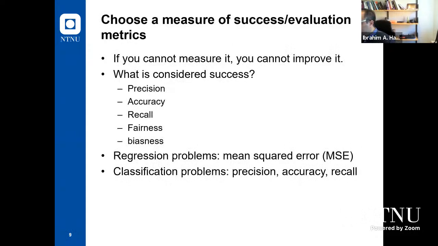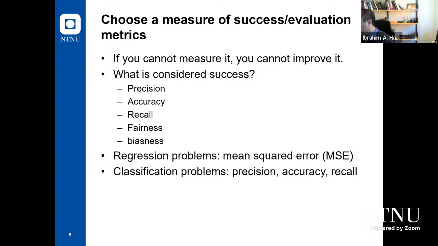To make evaluations, we need to select evaluation metrics or a measure of success. They say that if you cannot measure it, you cannot improve it. So we need to measure accuracy, for example, or any metric, so we can see that we are on track and improving. You can consider, for example, precision, accuracy, recall, fairness, bias. All those could be a measure of success.